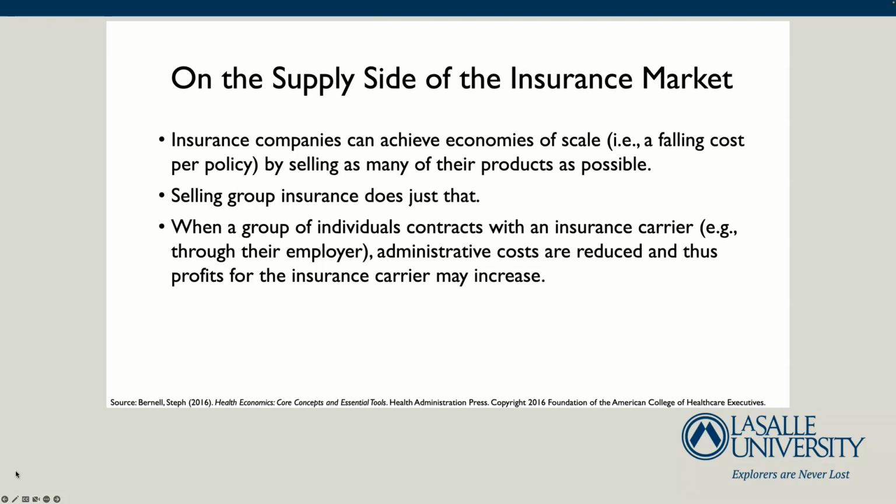So turning to the supply side of the insurance market, we should note that insurance companies can achieve economies of scale, that is, a falling cost per policy, by selling as many of their products as possible. And selling group insurance does just that. When a group of individuals contracts with an insurance carrier, for instance, through their employer, administrative costs are reduced and spread out across all of the members in that insurance arrangement, and therefore profits for the insurance carrier could increase through the achievement of economies of scale.